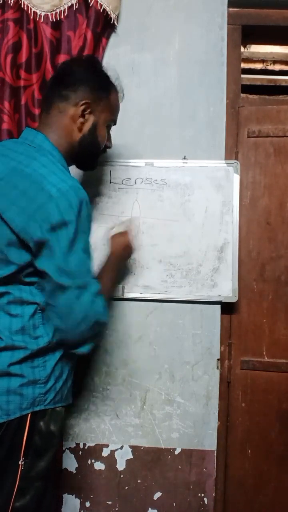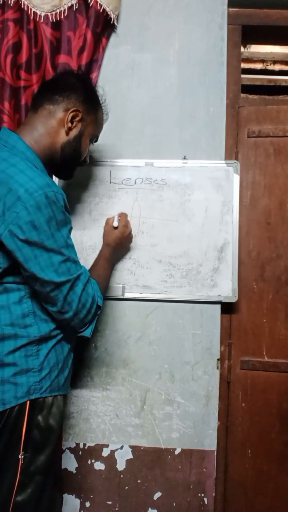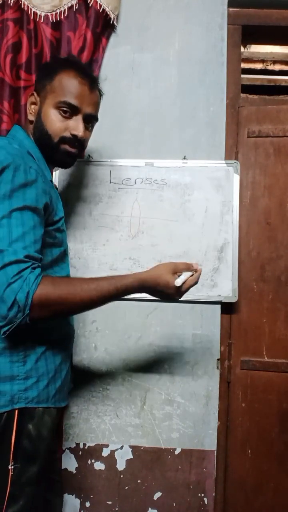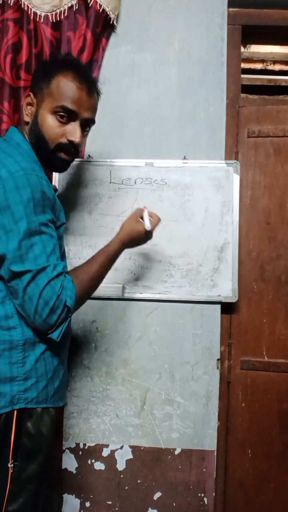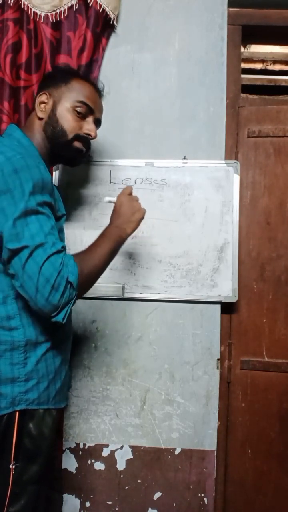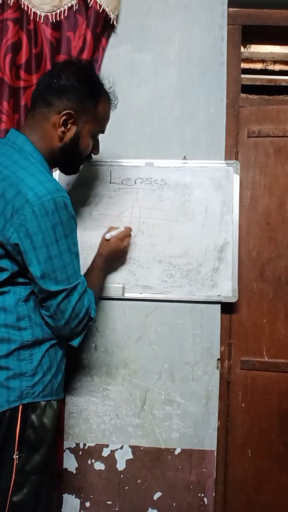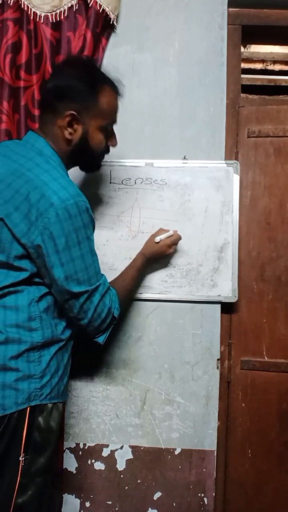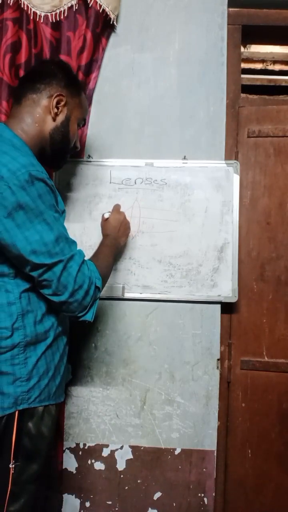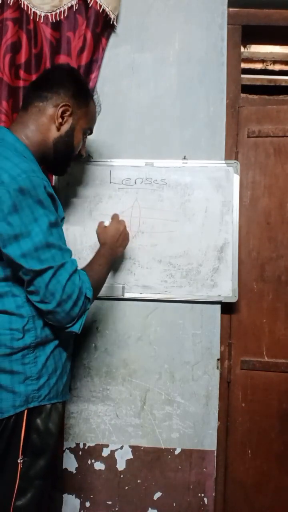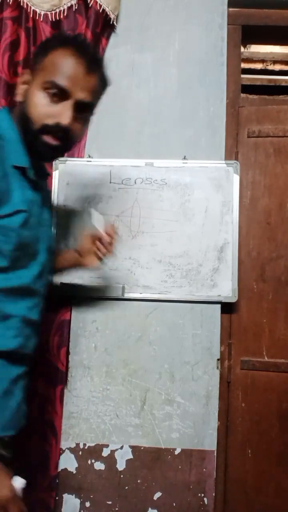So, this is my principal axis. The light rays are emerging from a point. After refraction through the lens, they pass parallel to the principal axis. If that is a point, we call it the second focus.